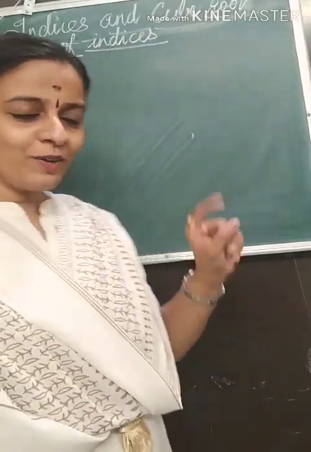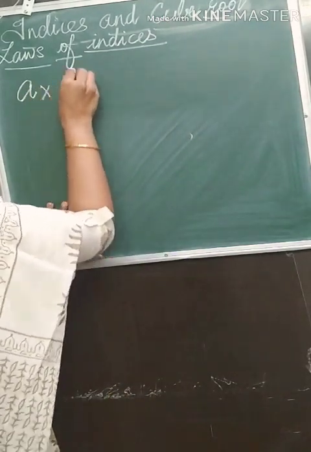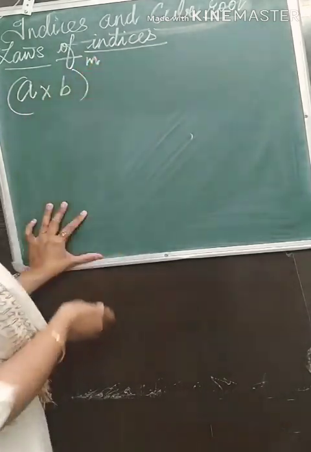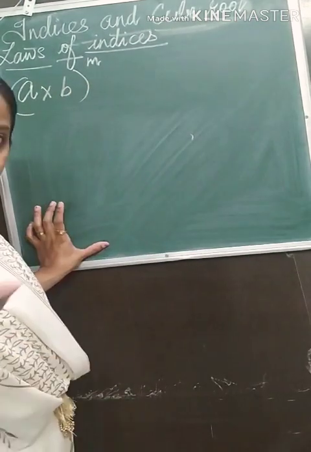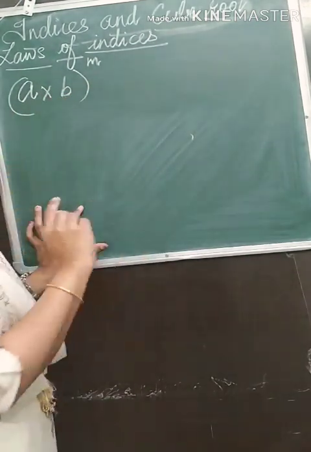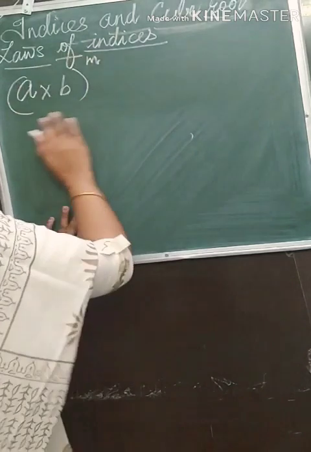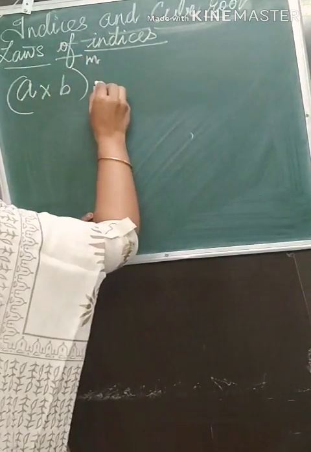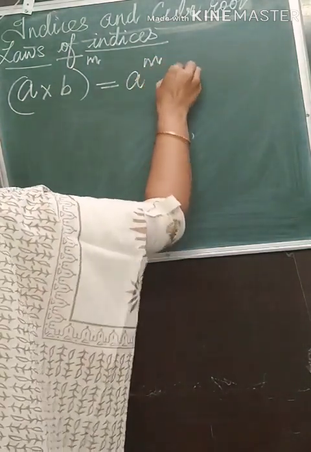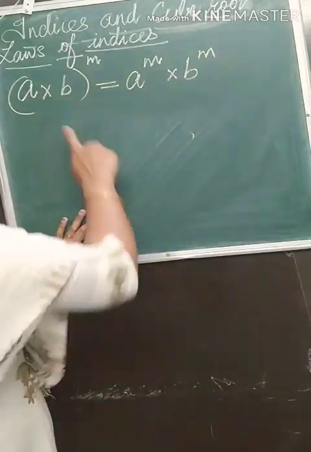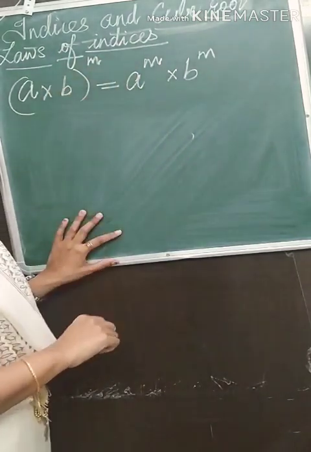Now let's see the third law. The third law of indices, very easy. If you have a into b, the whole raised to m. Remember, in place of a, you can have any number. In place of b, you will have a different number. Because this is a into b, not a into a. a into b, the whole raised to m. If you have the index in this form, then according to the law, it means a raised to m into b raised to m. When you open the bracket, the index will be for a, and the index will be for b also.